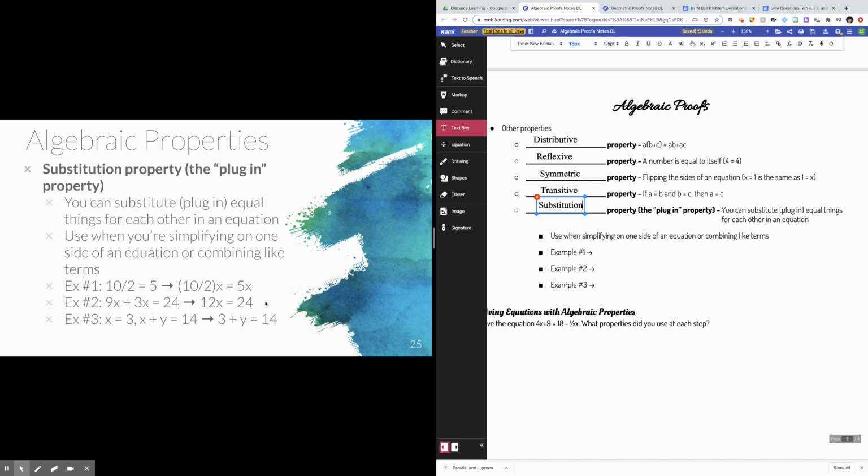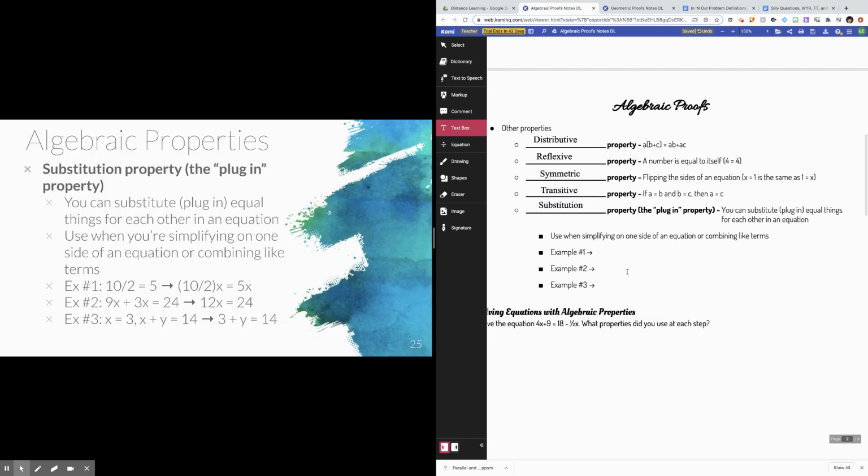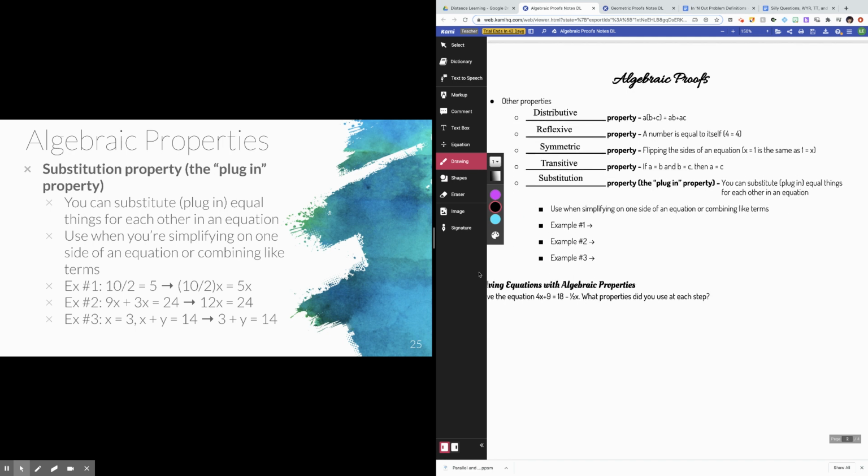Okay, because what the substitution property says is that you can substitute or plug in equal things for each other in an equation. So there are a couple of situations in which you will use the substitution property. The most common one is when you're simplifying something on one side of an equation, or if you're combining like terms. So I have a couple examples for you here.